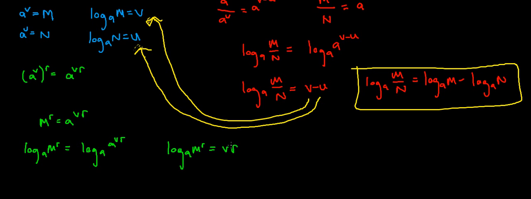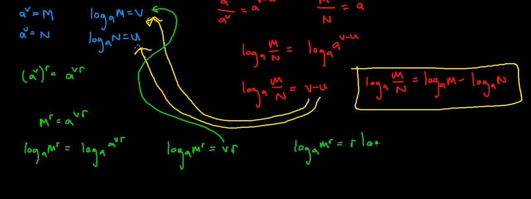And again, going back up here and saying that v is equal to log base a of m. So I have log base a of m raised to the r is equal to v times r, and I'm just going to write the r on the front because it's easier to see, r log base a of m.